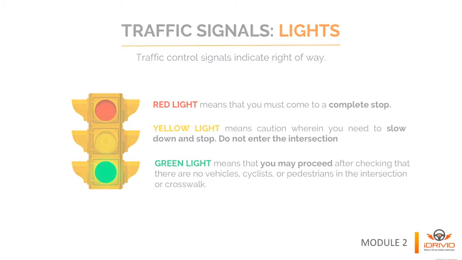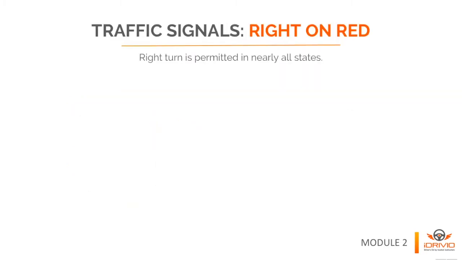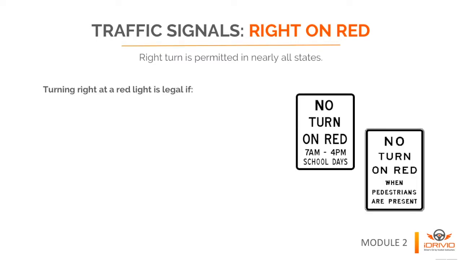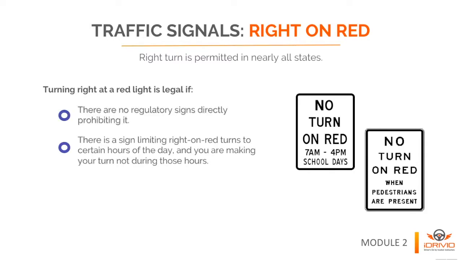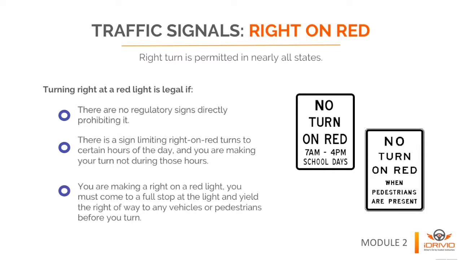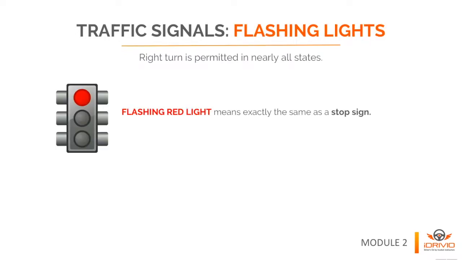Traffic signals: right on red. A right turn is permitted in nearly all states. Turning right at a red light is legal if there are no regulatory signs directly prohibiting it. If there is a sign limiting right on red turns to certain hours of the day, and you are making your turn not during those hours, you are making a right on a red light. You must come to a full stop at the light and yield the right-of-way to any vehicles or pedestrians before you turn.